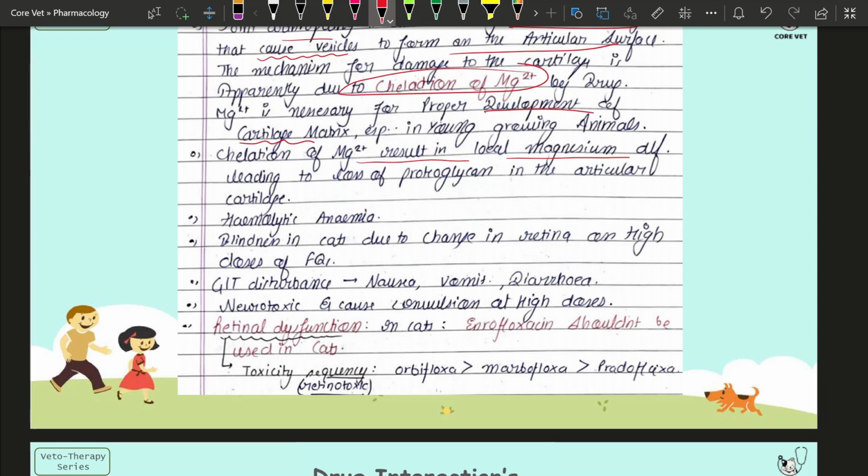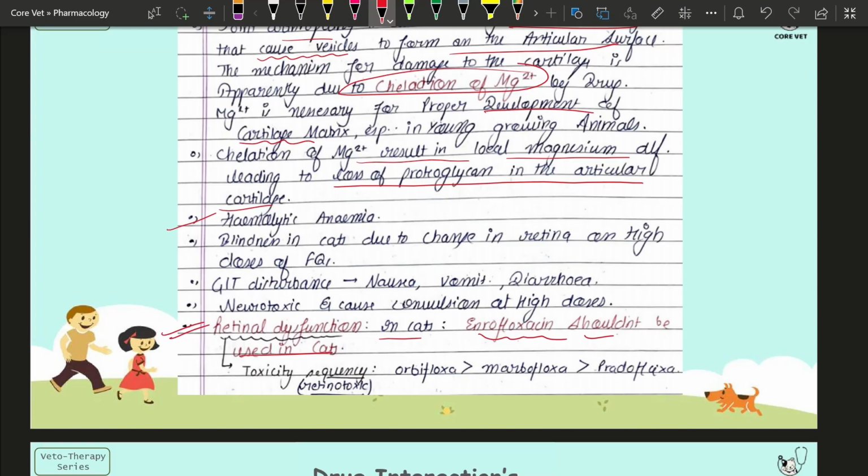Obviously, if the fluoroquinolones are going to chelate the magnesium ion, there would be a deficiency of the magnesium ion, right? It will lead to what? It will lead to loss of the proteoglycan in the articular surfaces or the articular cartilage. It also leads to hemolytic anemia, and there is retinal dysfunction in the cats. So enrofloxacin shouldn't be prescribed in the cats, right?